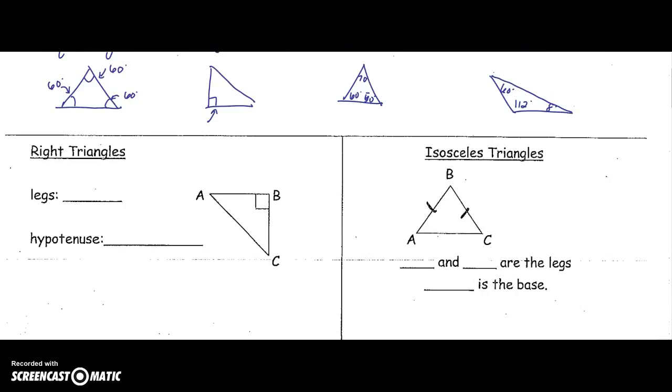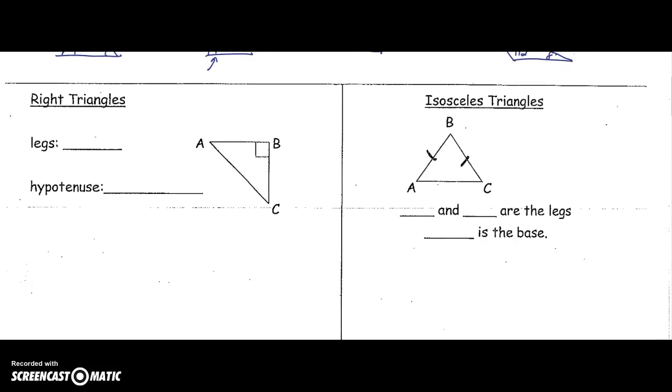2 triangles have specific names for each side of that triangle. Those are a right triangle and an isosceles triangle. Right triangles have legs, which are the 2 sides that form the right angle. So in this case, AB is a leg and BC is a leg. And we highlighted those yellow. The hypotenuse is the side that is directly across from the right angle. Okay, so AC is the hypotenuse.